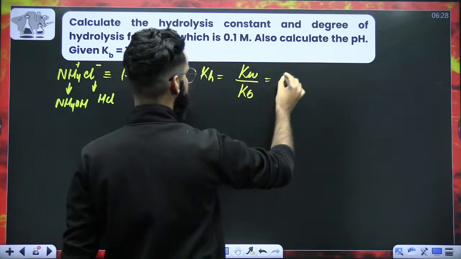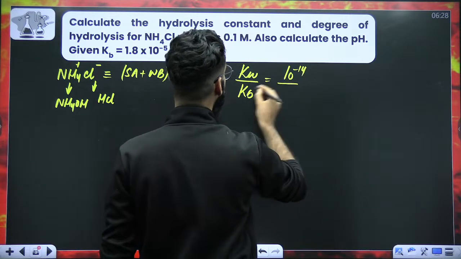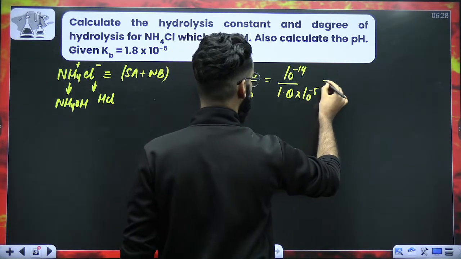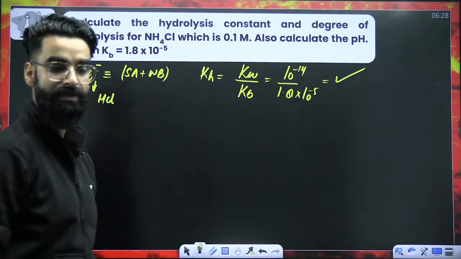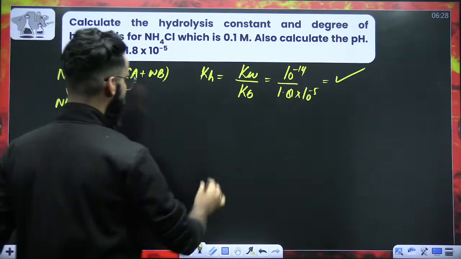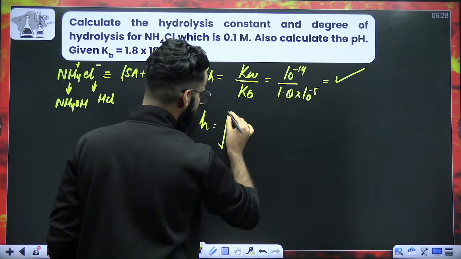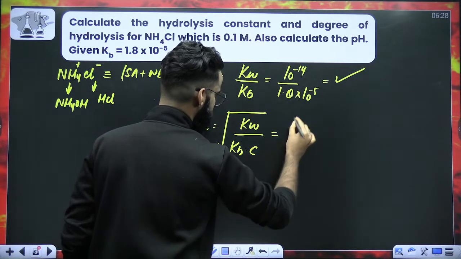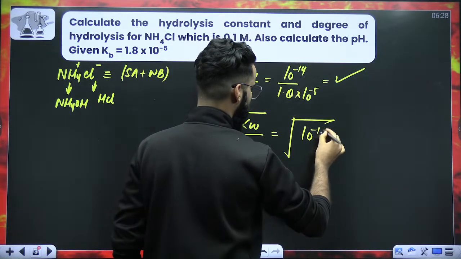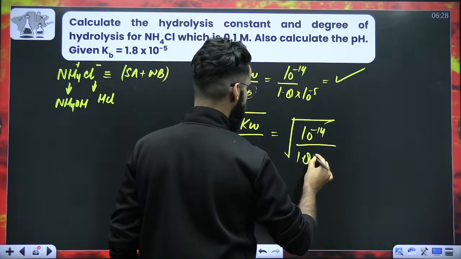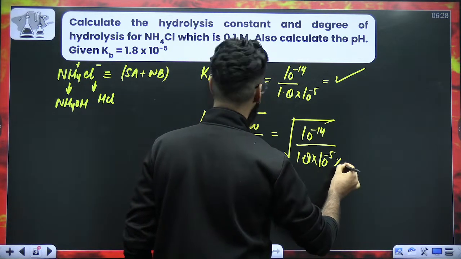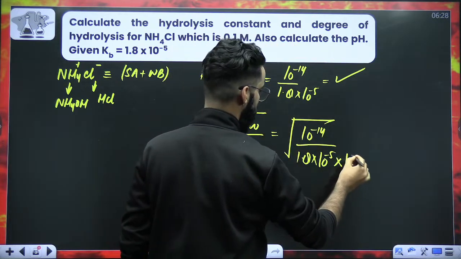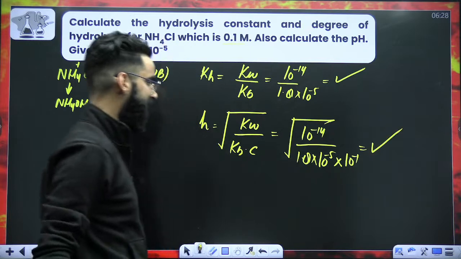So Kw is already equal to 10 raised power minus 14. Kb value is given to us as 1.8 into 10 raised power minus 5. Solve it, get the value of hydrolysis constant Kh. So first part is done. Second, degree of hydrolysis h, which will be equal to under root of Kw divided by Kb multiplied by C. So it has to be under root of 10 raised power minus 14 divided by Kb, which is 1.8 into 10 raised power minus 5. And concentration of the salt is given to us as 0.1 molar. So 10 raised power minus 1. So solve it, get the answer, right?